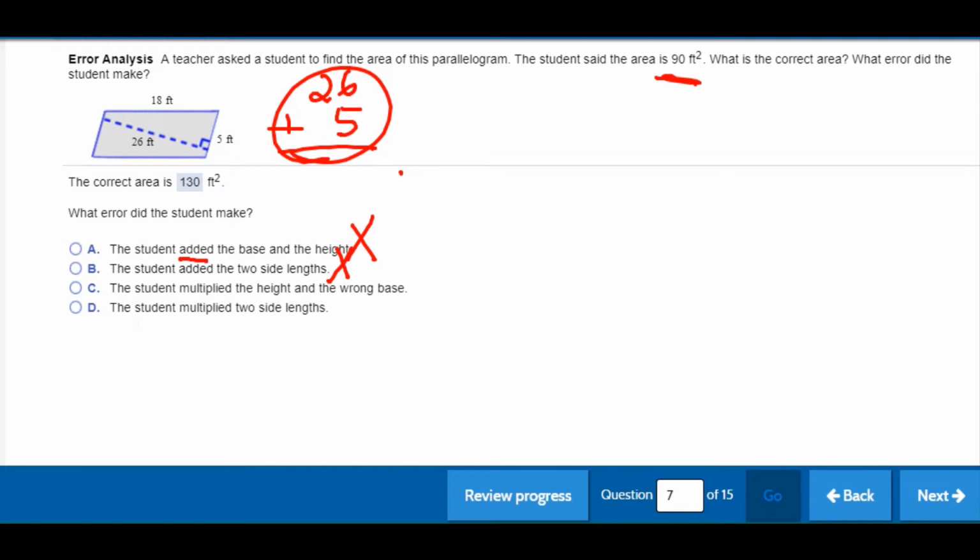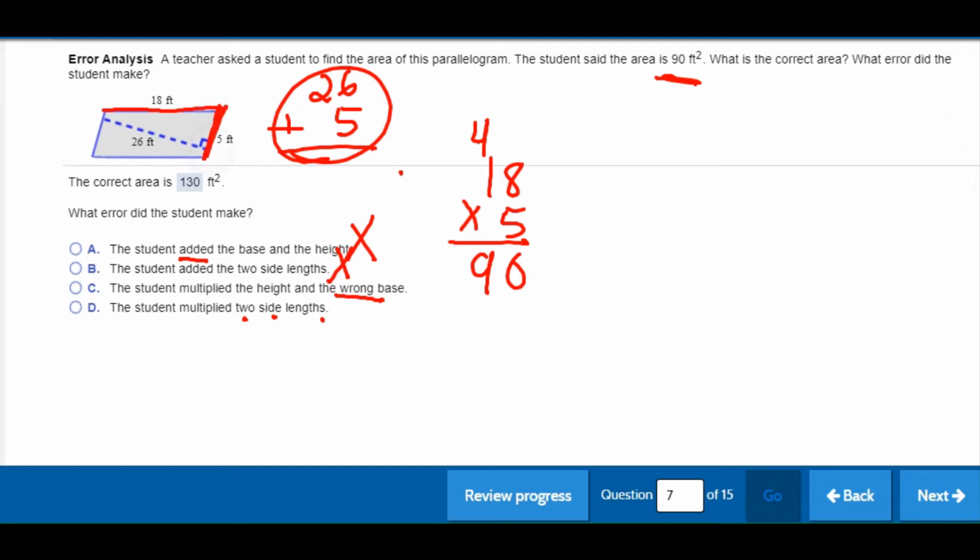The student multiplied the height and the wrong base. Okay, maybe. The student multiplied 2 side lengths. So how did they end up with 90? So if you multiply 18 times 5, 8 times 5 is 40. That is equivalent to 90. So this student used the wrong side length.